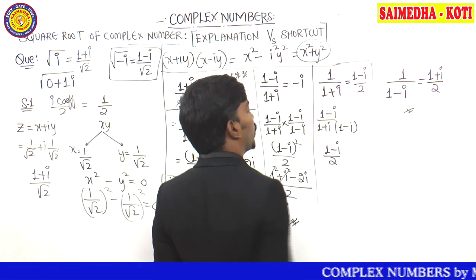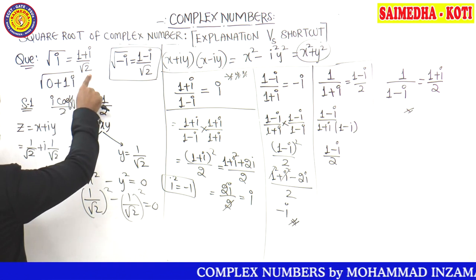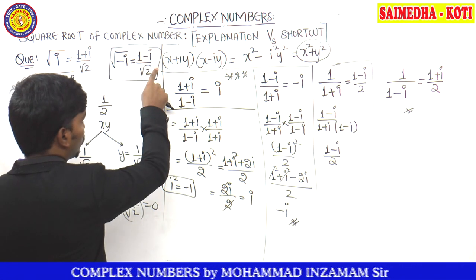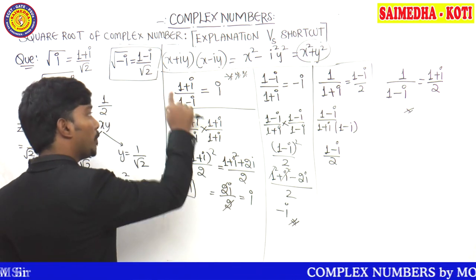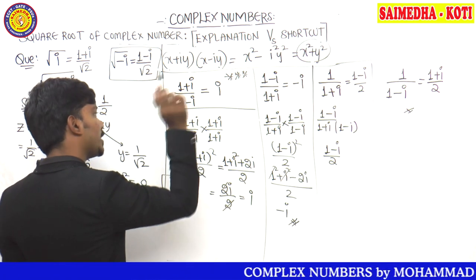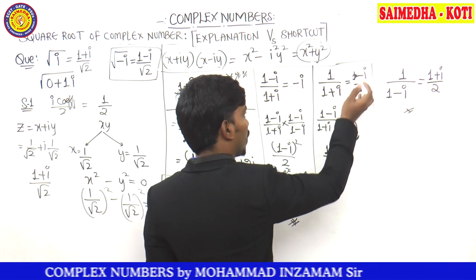Try to remember all the important formulas. What is the first one? Root i. Root i means 1 plus i by root 2. Root of minus i means 1 minus i by root 2. Whenever we have the x plus iy, x minus iy form, you can write x square plus y square. 1 plus i, this is important. 1 plus i by 1 minus i is i. 1 minus i by 1 plus i is minus i. 1 divided by 1 plus i is 1 minus i by 2.